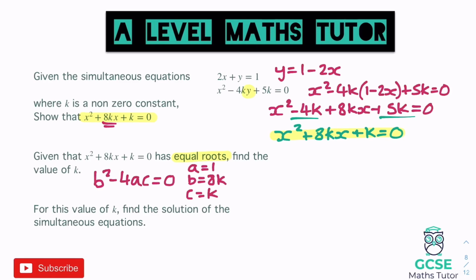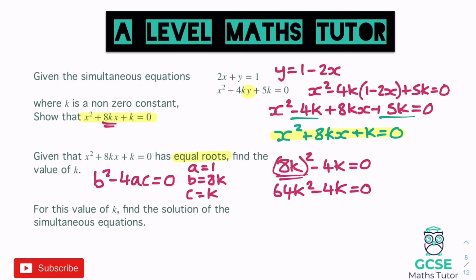There we go. And if we sub all these bits into b squared minus 4ac, we get 8k is our b, so we have 8k squared minus 4 times a, which is 1, times c, which is k, so minus 4k. There we go, and that equals 0. So if we expand this bracket, this 8k squared gives us 64k squared minus 4k, that equals 0. And obviously now we just need to solve this.